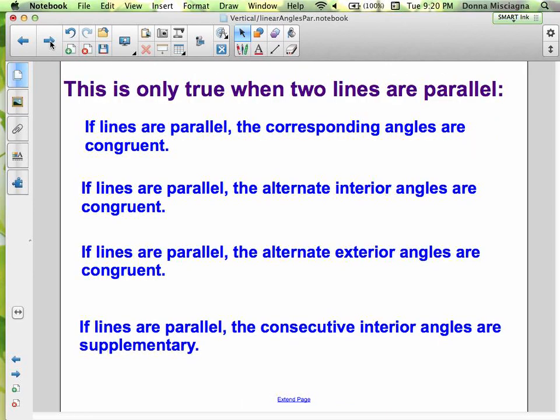So these 4 are only true when the lines are parallel, unlike vertical angles and linear pair. So if lines are parallel, the corresponding angles are congruent. If lines are parallel, the alternate interior angles are congruent. If lines are parallel, the alternate exterior angles are congruent. And if lines are parallel, the consecutive angles are supplementary.